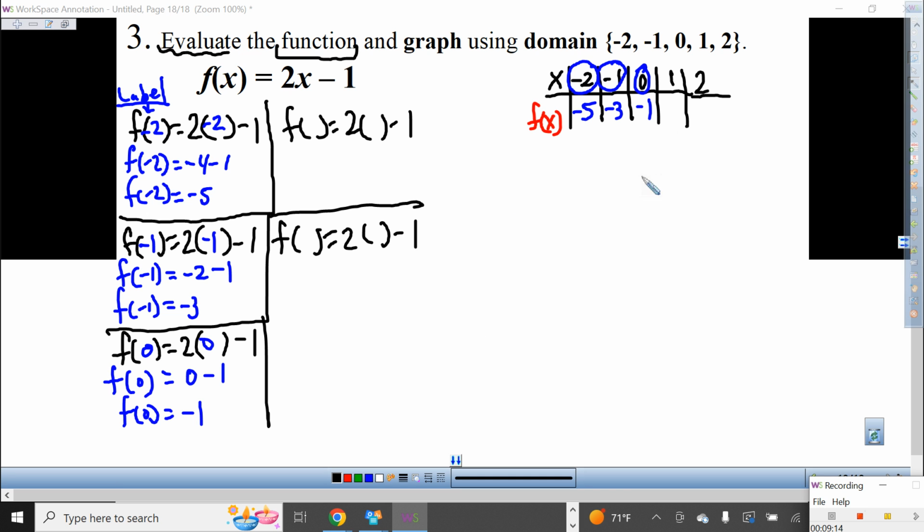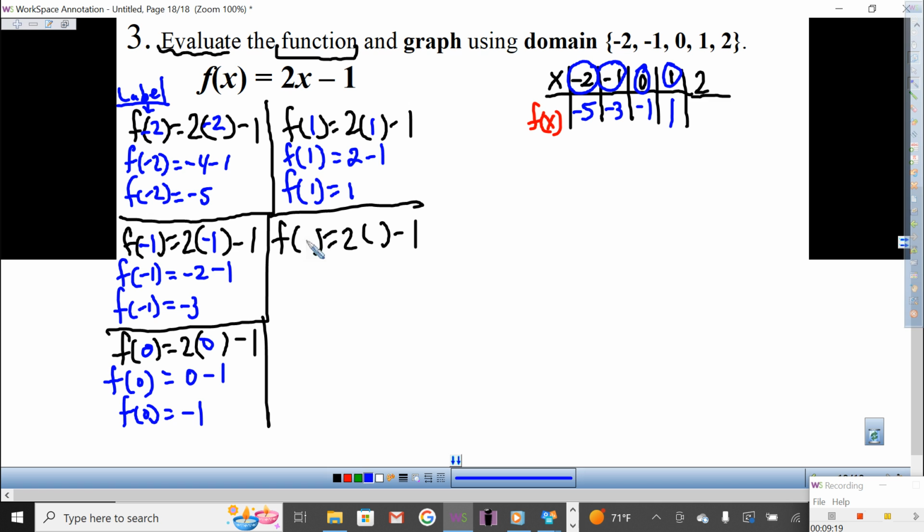So what's my next value? My next value is what, Ivan? One. That is correct. 1 and 1. So what do I write here? Yes. Here? Yes. So we write it twice, okay? So tell me what is 2 times 1? 2. What is 2 minus 1? 1. Yep, and that goes right there.